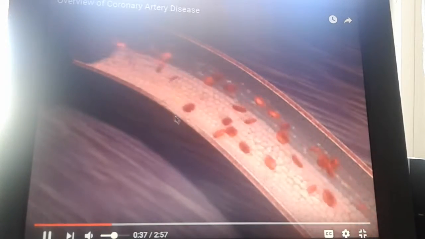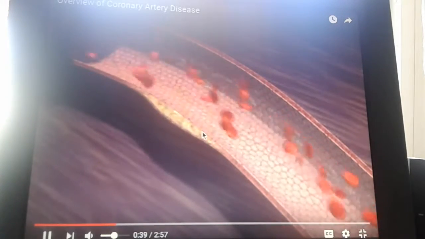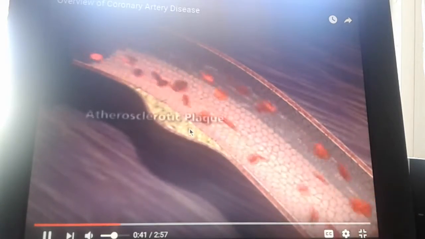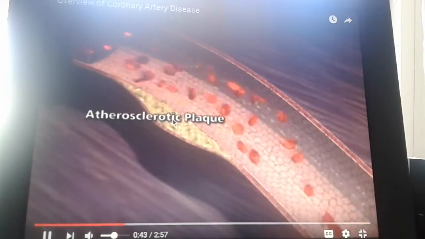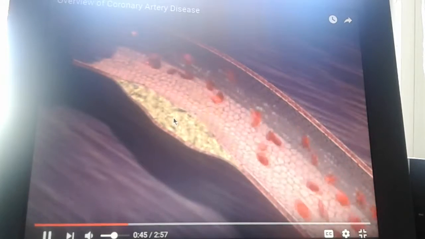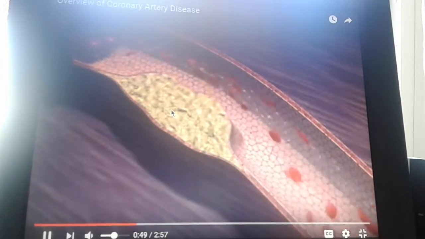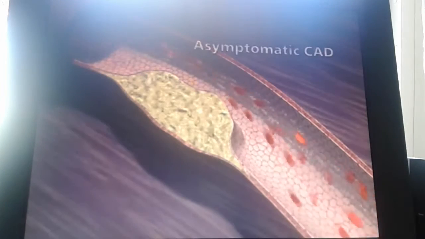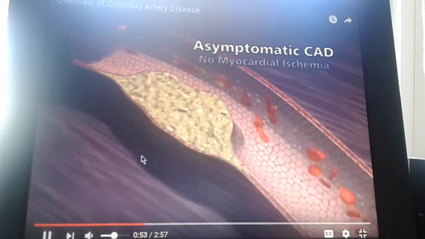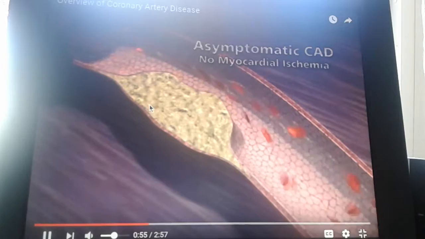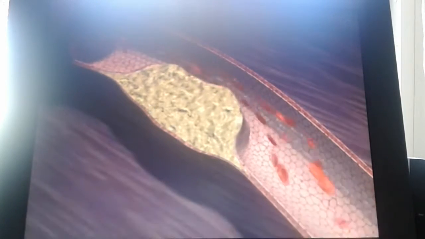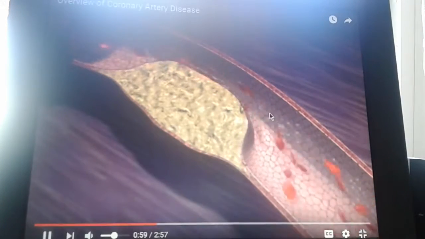Atherosclerosis begins when LDL cholesterol accumulates in the arterial wall, forming a plaque. Over time, as it keeps accumulating, the plaque becomes larger. Some plaques never obstruct the coronary blood flow. The patient with asymptomatic coronary disease has no chest pain and no myocardial ischemia. There's the word ischemia, you see? To the point that the blood flow is compromised.